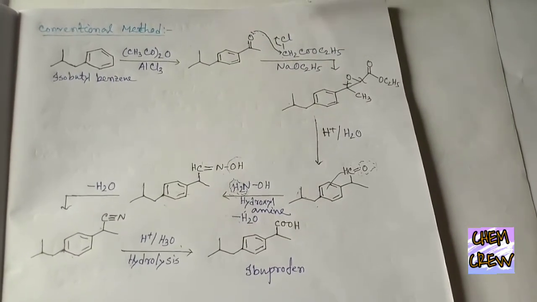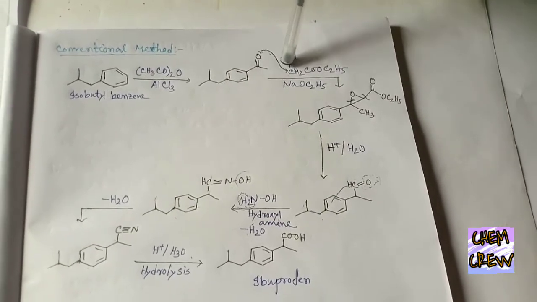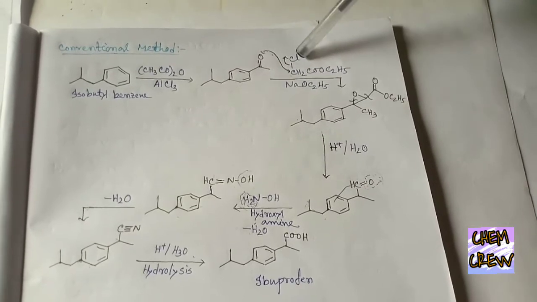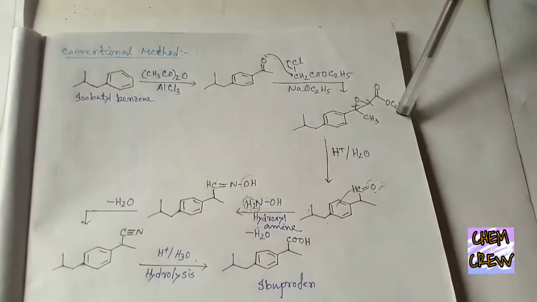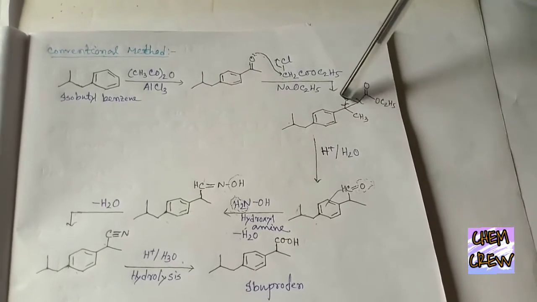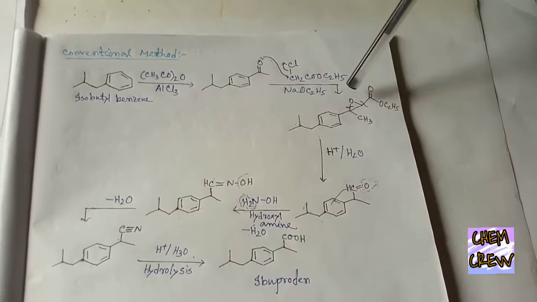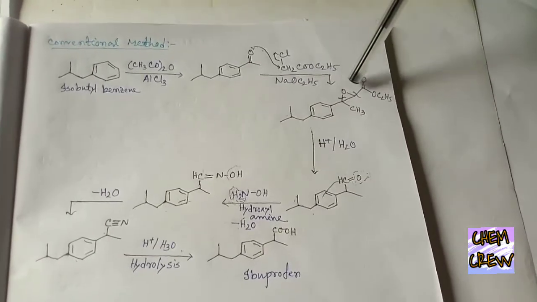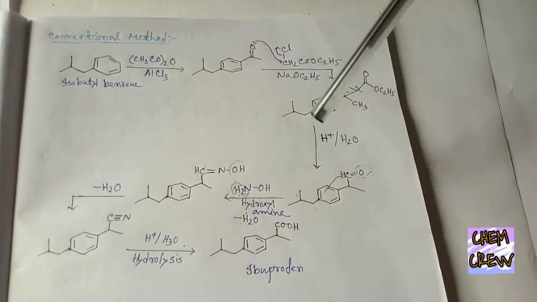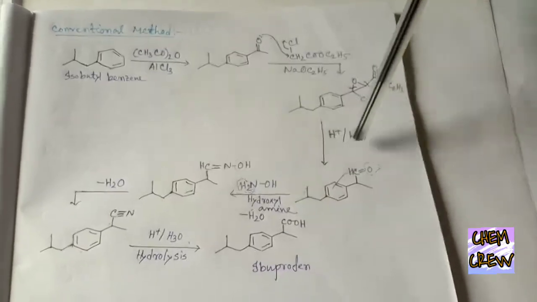Now what happens? The lone pair of electrons attacks the carbon, and the chlorine is released as a leaving group, and this type of product is produced. Here we can see that the oxygen is in a three-membered ring, so it is highly strained, and a bond breaking process takes place, and the corresponding aldehyde is produced after hydrolysis.